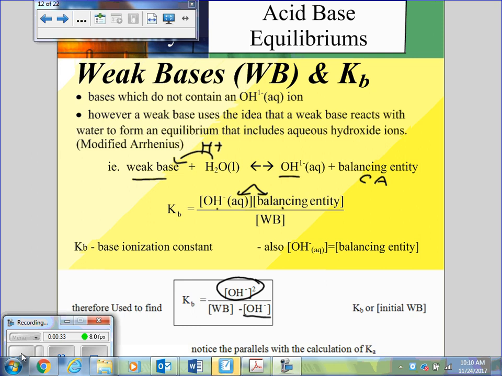So remember, with the acids, that change is usually so small that we can typically ignore it. So we can simplify this equation to Kb equals hydroxide squared divided by concentration of the weak base.